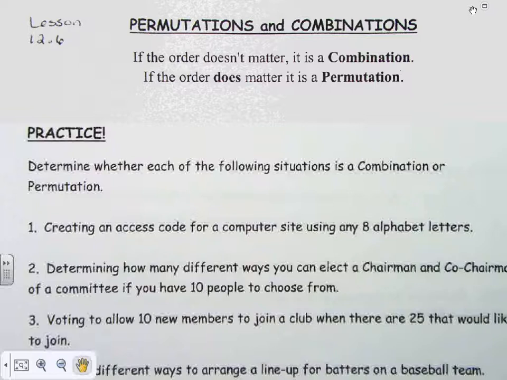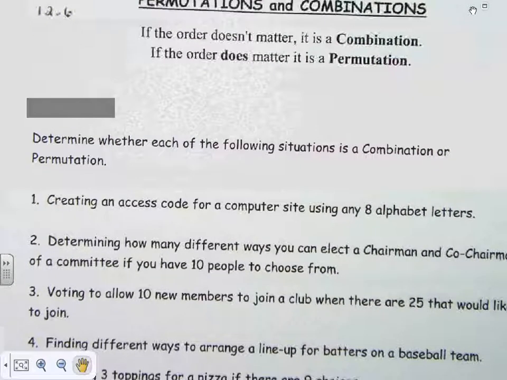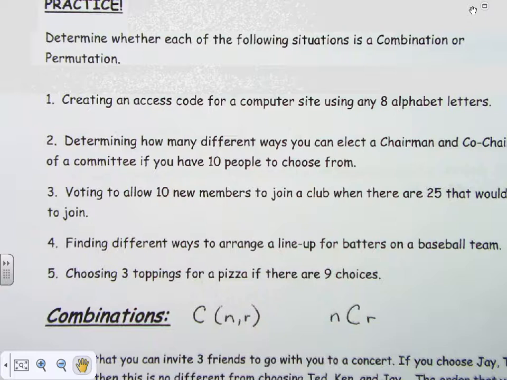Let's go through this and see if we can figure out on these examples which ones are combinations and which ones are permutations. Remember, order matters if it's a permutation. Creating an access code for a computer site using any alphabet letters. What would you think?